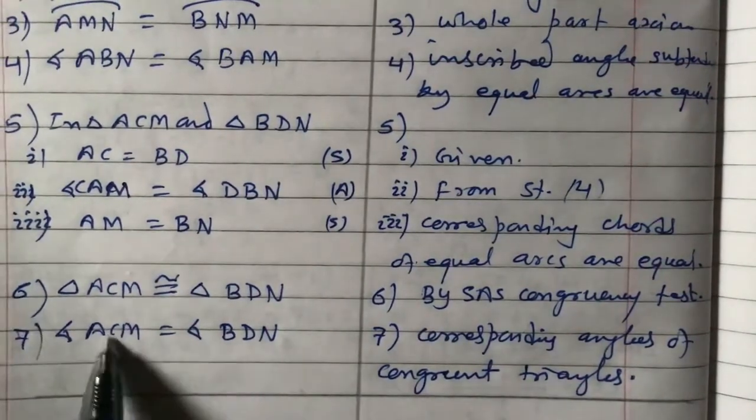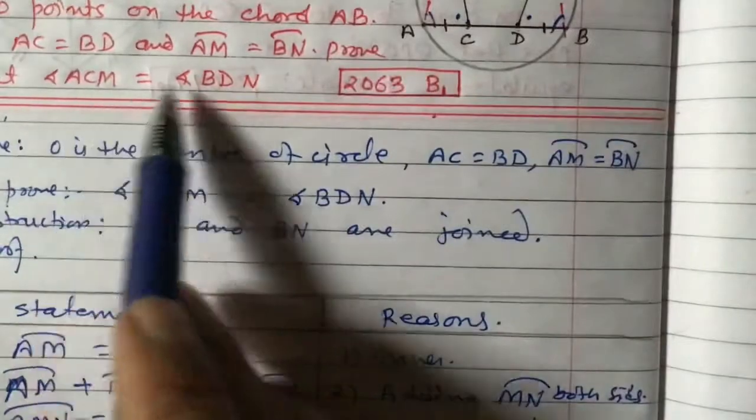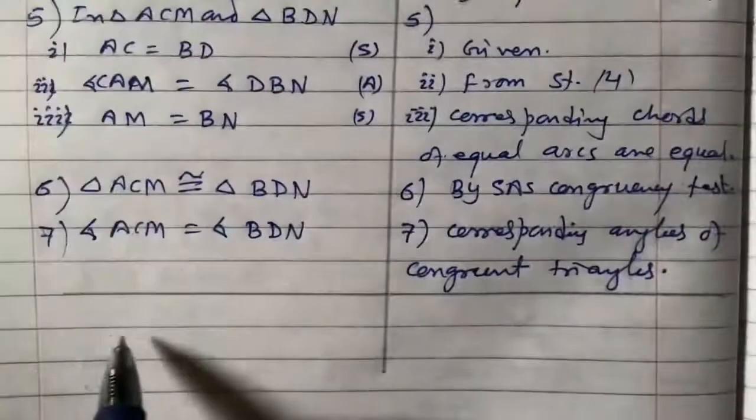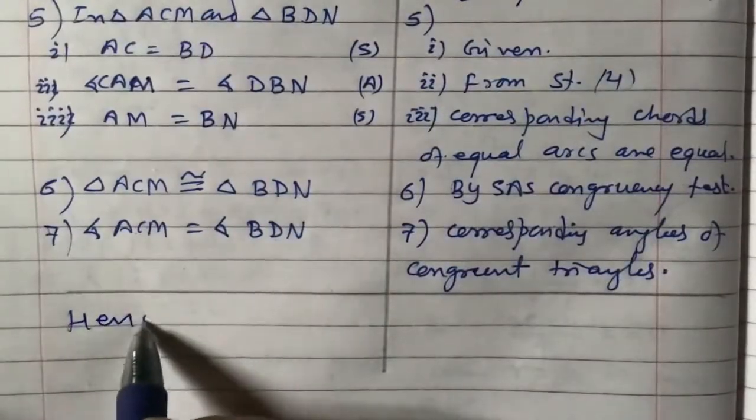We were asked to prove ACM equals BDN, and we have got this, so we can write here, hence proved.